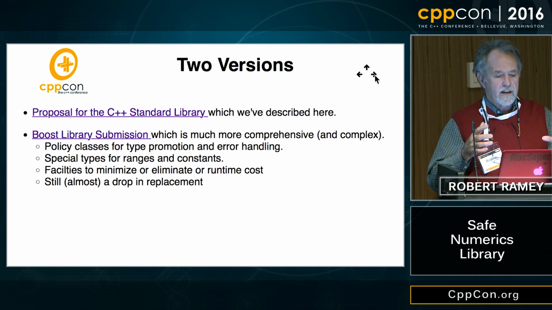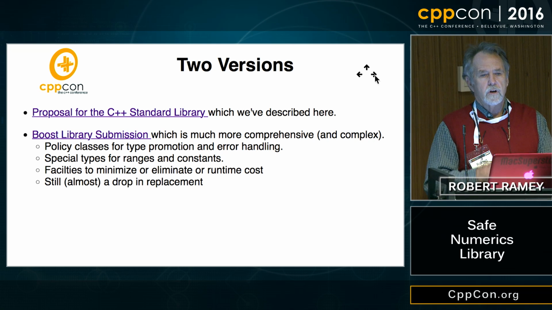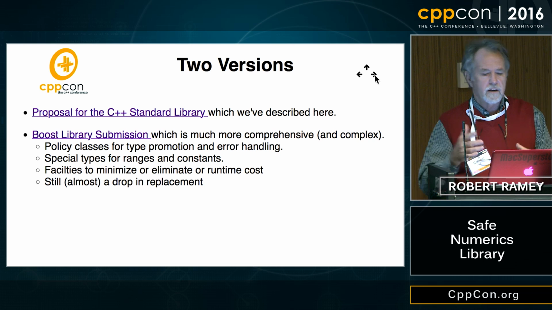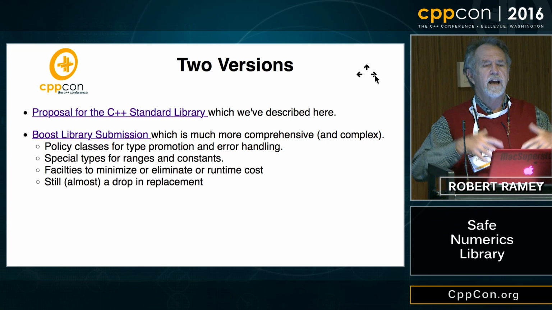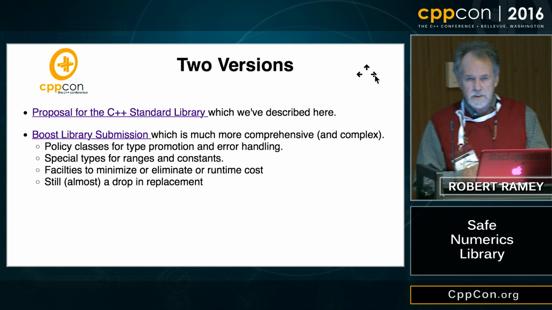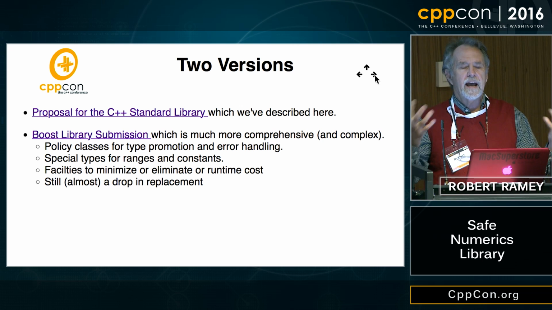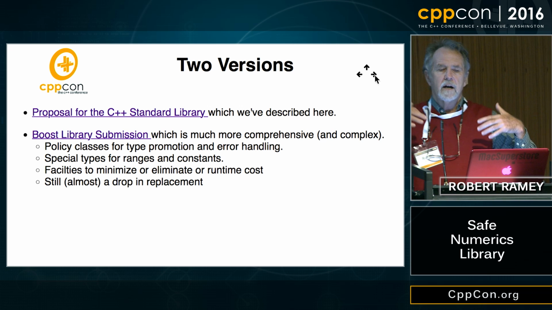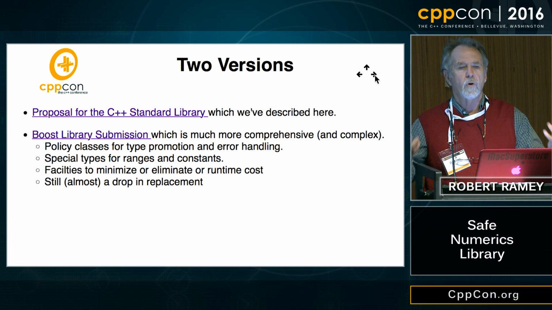And it has a lot more capability than I've described here. It has the ability, using policy classes, to change things. Right now, what I've described, it throws an exception, but you could have it do other things, call a special function. It has the concept of an error handling policy. The issue of type promotion, as John talked about, elastic integer, it has the ability to change the types of results to make sure they're large enough to hold the result.